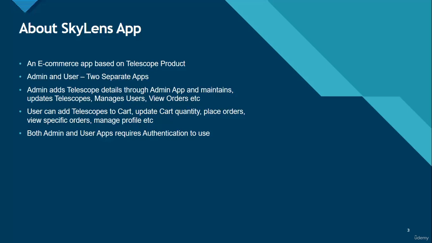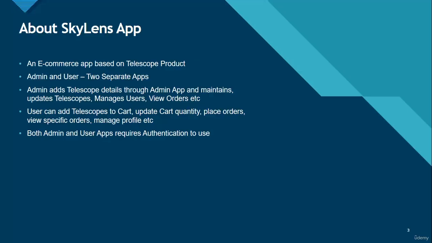So like I said before, we will build an e-commerce app based on a telescope product, and we will have two apps, admin and user. In the admin app, admin will add the telescope details, maintain and update the telescopes, manage users, view orders, etc. And in the user app, user will be able to see the telescopes, add the telescopes to the cart, update cart quantity, place orders, view their orders, manage profiles, etc. And like I said before, both the apps require authentication so that the services provided by Firebase can only be used by the authenticated users.